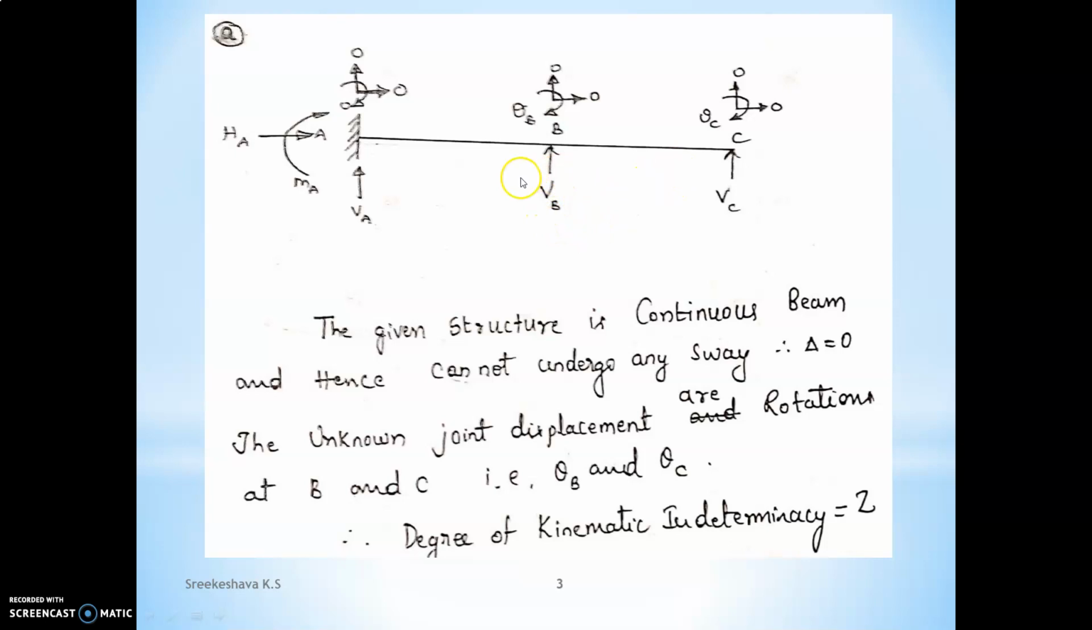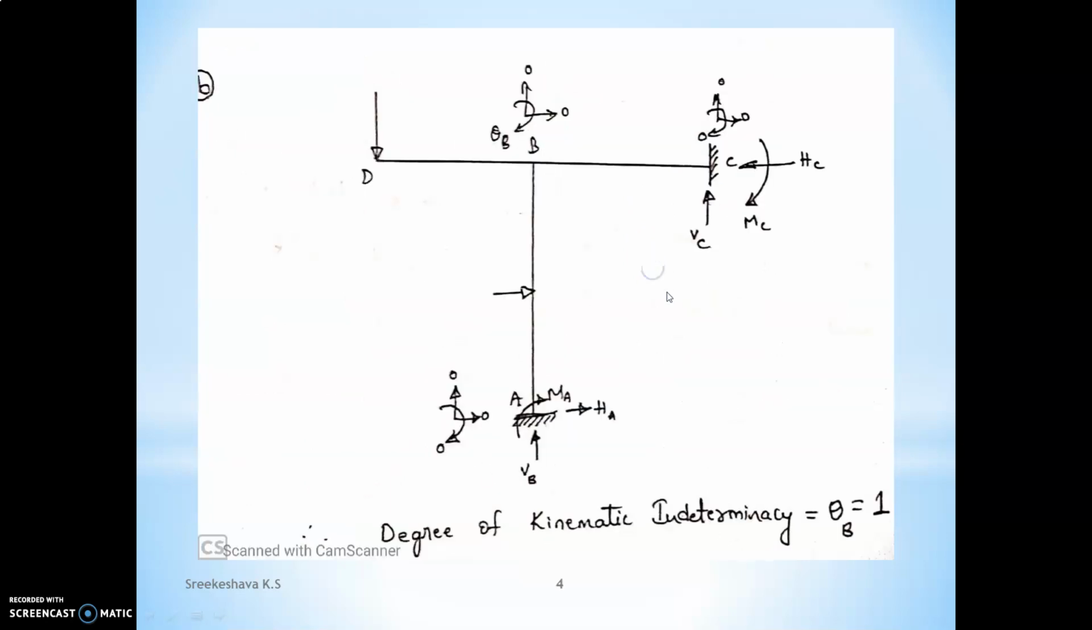But the unknown displacement components are theta B and theta C. Totally, we are having degree of kinematic indeterminacy 2: theta B and theta C. So, the kinematic indeterminacy for the given problem is 2. Let us move on to the second problem.